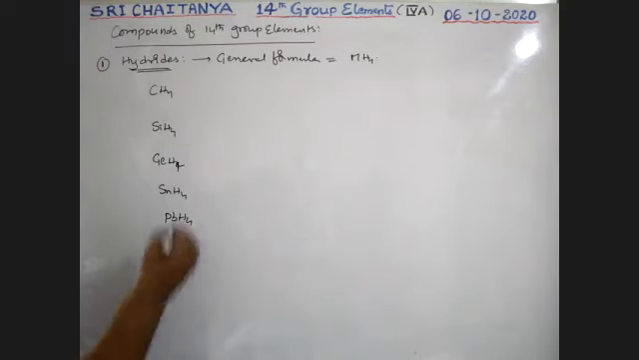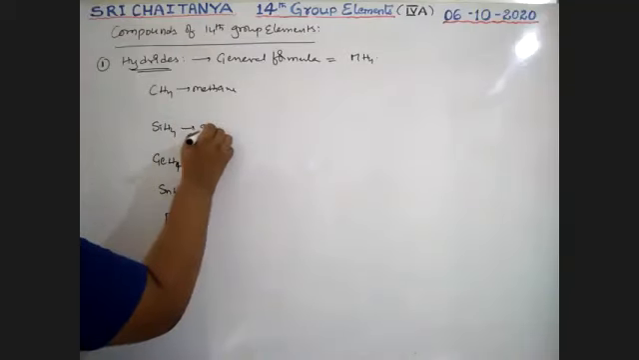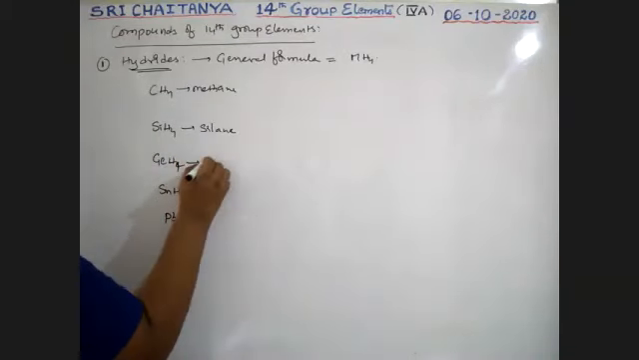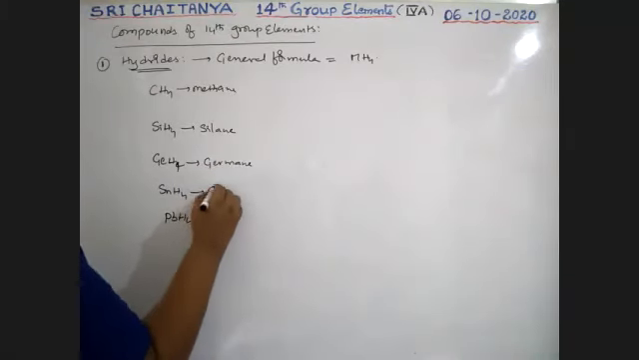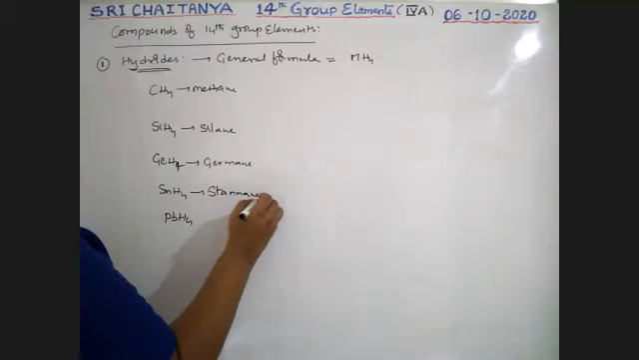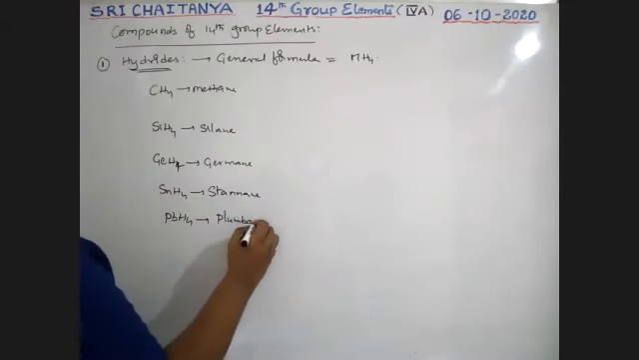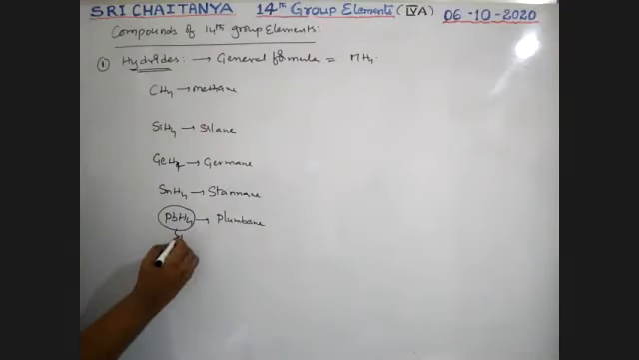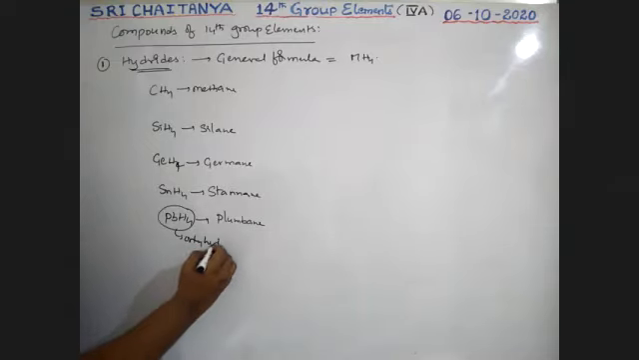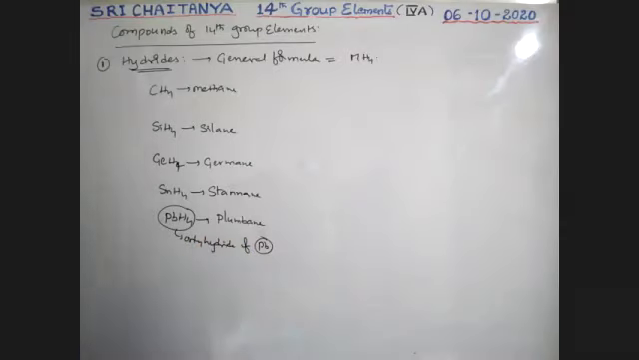What are the names of these compounds? It is called methane, silane, germane, stannane, plumbane. Boys, so these are the only hydrides, the hydrides of PbN. No other hydrides are possible.